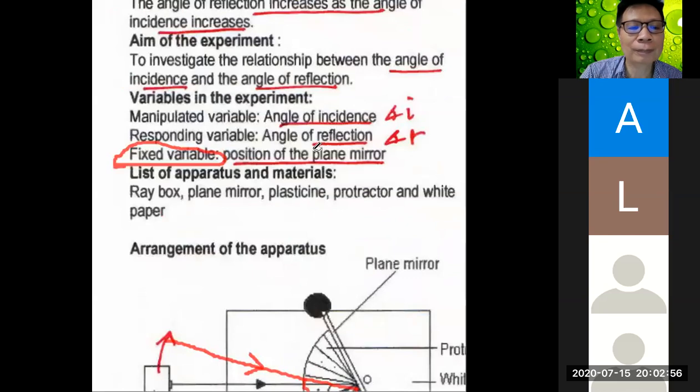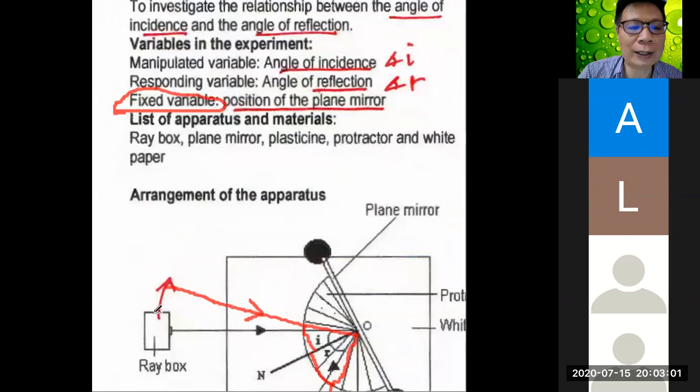Fixed variable. And the list of apparatus: your ray box, like this one, mirror, plasticine, protractor, and white paper. You need a piece of white paper. You put a white paper so that you can see the line clearer, easy to see, and also you can draw the line.